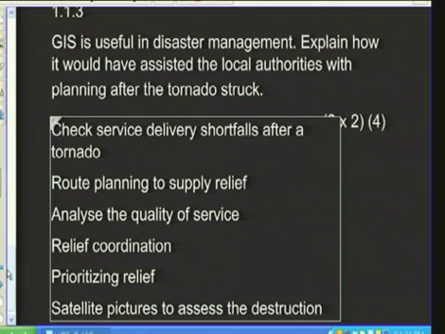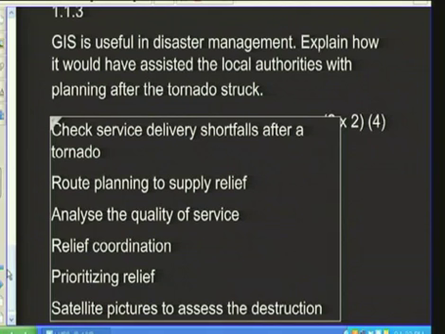We'd be able to analyze the quality of service that's being provided. We'd be able to coordinate the different relief services. So you'd have a central decision-making body and then different services taking orders from that decision-making body based on the data that's been supplied to them by the GIS. We would prioritize relief. Who needs the help the most urgently? We need to get to those guys first. And the satellite pictures that we would access via the GIS would be able to show us exactly which areas have been affected by the tornado, and so we can focus our efforts on those.